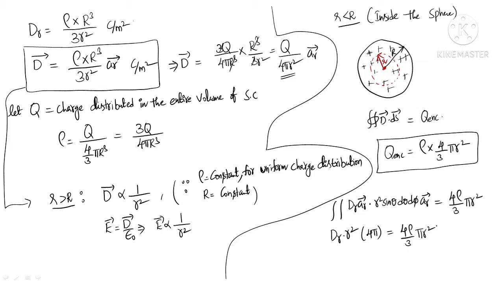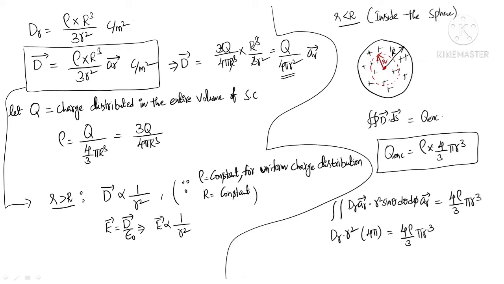Is it right or not? Oh, sorry. The volume, right? Volume is 4 by 3 pi r cube. So you will have this as the volume up to the radius small r. So here also you will get cube. A small mistake. Sorry for that.